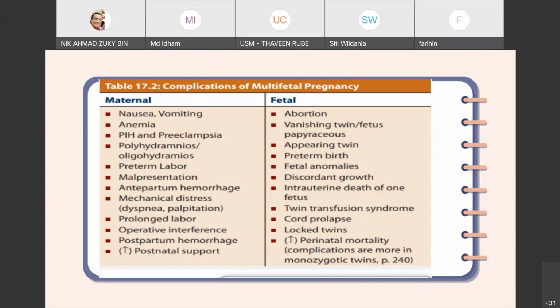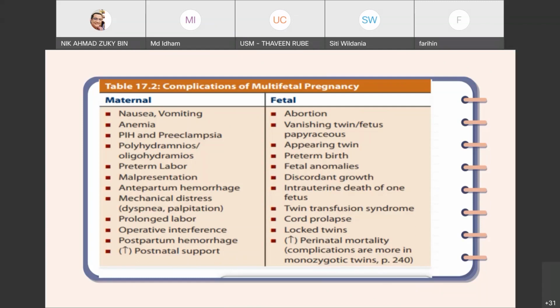And then we have something very unique to monochorionic pregnancy, which is twin-to-twin transfusion syndrome. And then we have cord prolapse. This is when they share the same amniotic sac, a monoamniotic sac, so there is increased cord prolapse and cord entanglement, like locked twins. And then the perinatal mortality is also increased compared to singleton pregnancy.